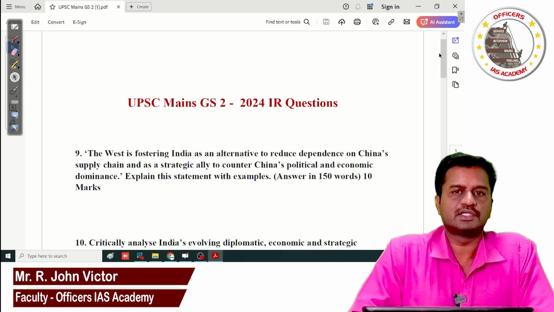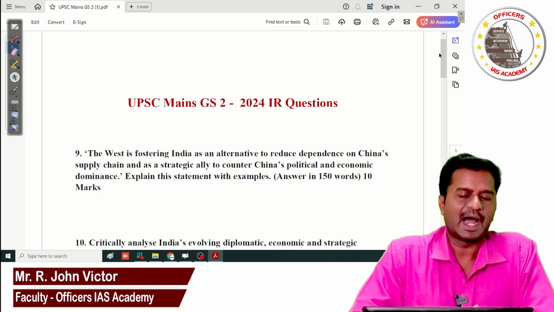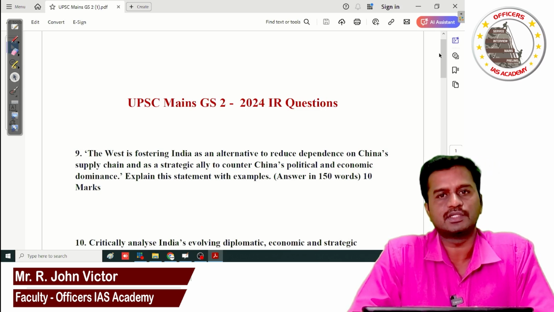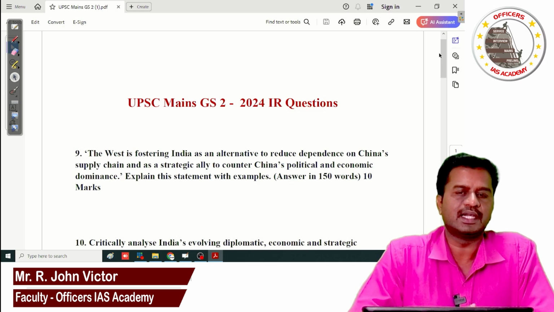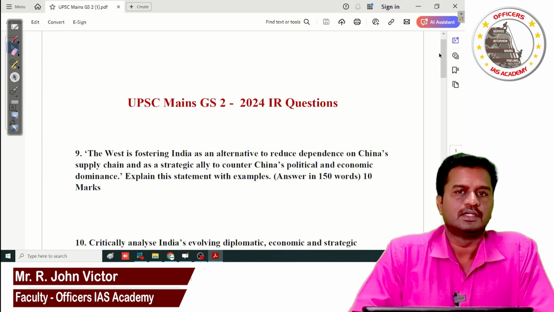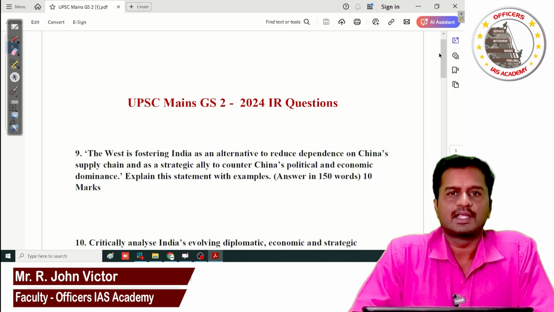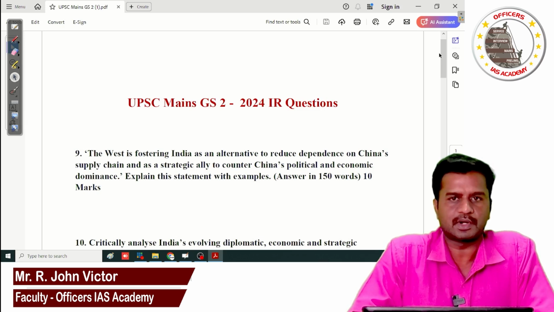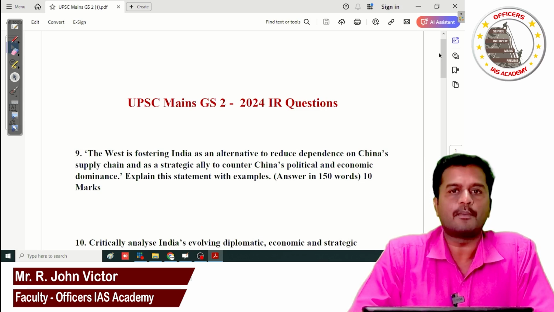When you answer questions for IR, try to identify the core of the question first. The core of the question will always be related to the topics within the syllabus. The syllabus talks about different topics: India and the neighborhood, India and rest of the world, international organization, Indian diaspora, and so on. So you should identify the topic clearly.